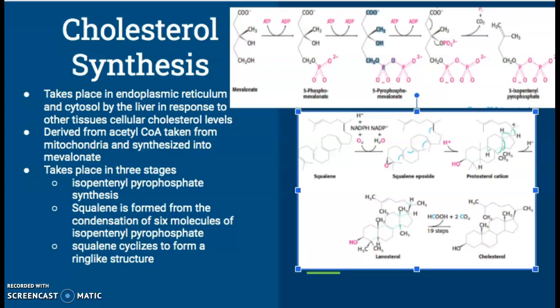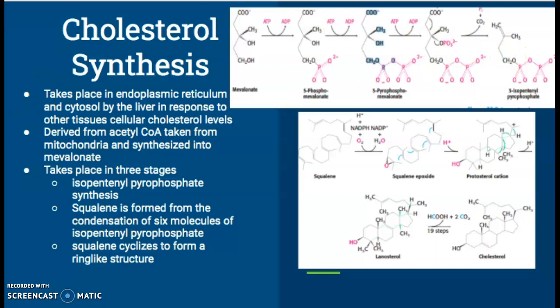So basically, the liver is going to get signals from the other cells on how much cholesterol it's going to need to produce. It's derived from acetyl-CoA that's taken from the mitochondria, as we have talked about already, and synthesized into mevalonate. It's going to take place in basically three major steps. So we'll see mevalonate. Each step is going to use ATP in producing this isopentenyl pyrophosphate in three consecutive reactions. An activated isoprene unit is essential because it's a building block of cholesterol. So basically, we're going to see ATP being used in this reaction sequence.